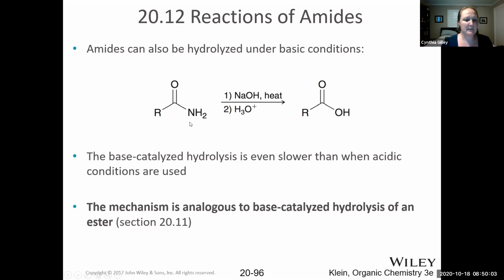Recall I mentioned that amides can be hydrolyzed under both acidic and basic conditions. So these are how you would write the reagents to do a basic hydrolysis. Actually, basic hydrolysis is even slower than when acidic conditions are used. So this is not a reaction that's performed very often, but it's possible to do it if you heat the reaction for an extended period of time. Again, we're going to need an acidic workup because we cannot isolate a carboxylic acid under basic conditions, since the carboxylic acid is acidic and it would react with the base to form a carboxylate salt.